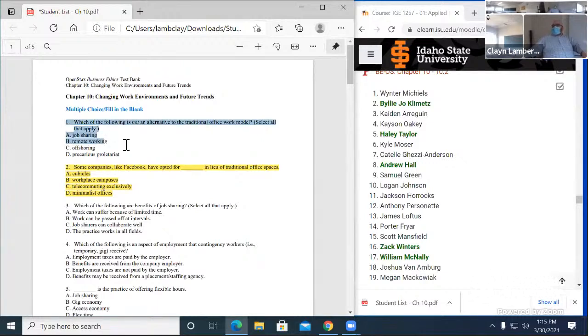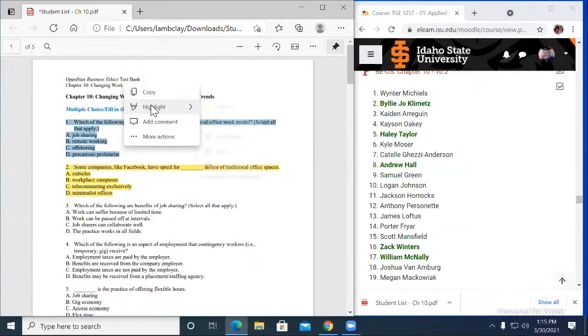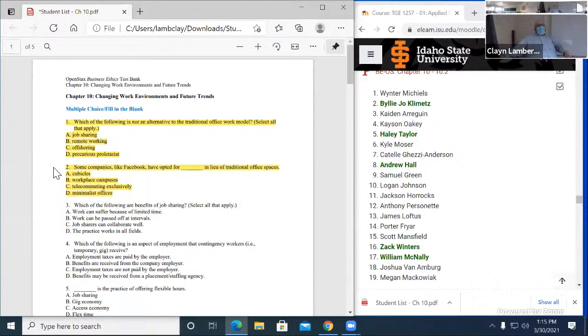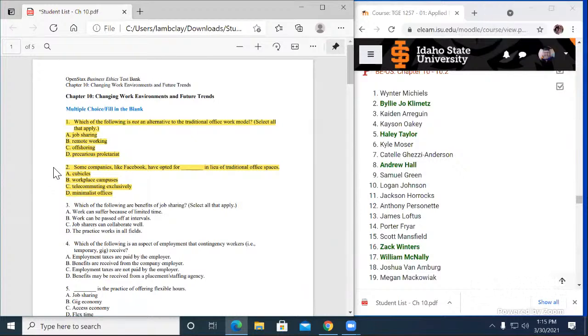Okay, which of the following is not an alternative to the traditional office work model? And that's C, offshoring. But I also looked up the precarious proletariat. Yeah. Okay. And that one was kind of weird.